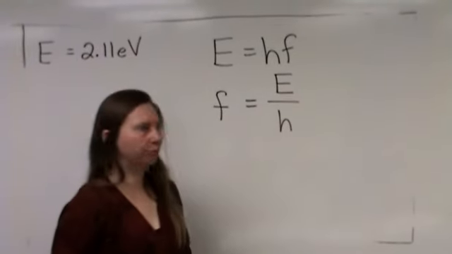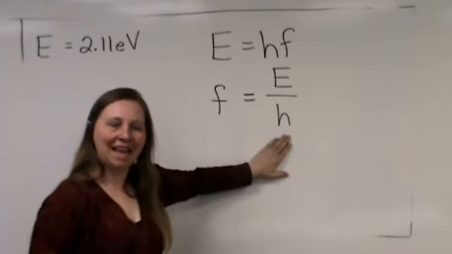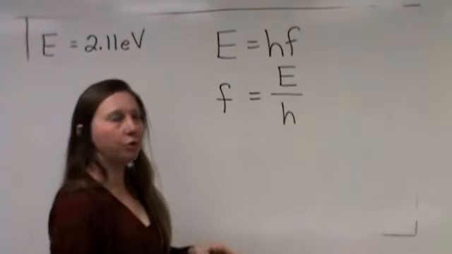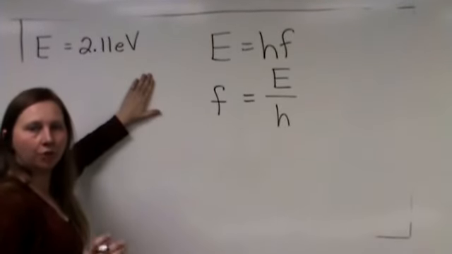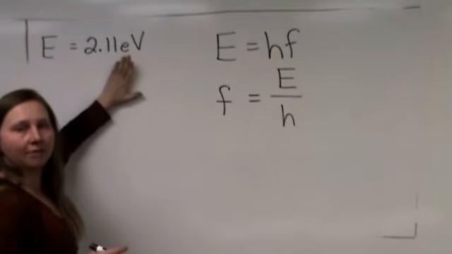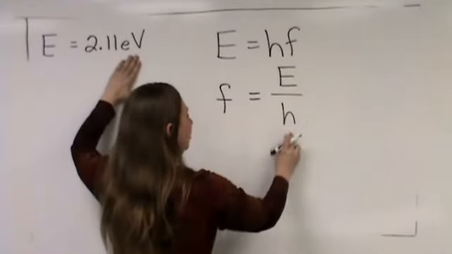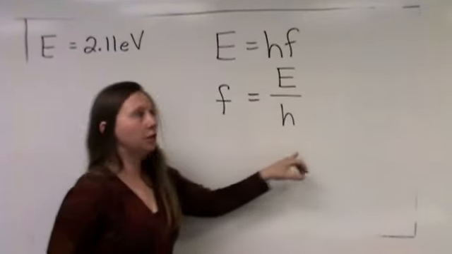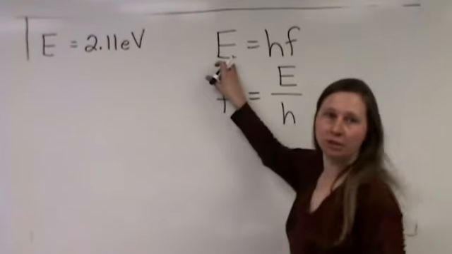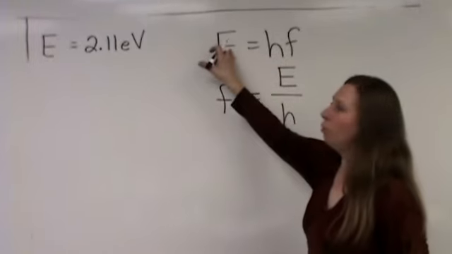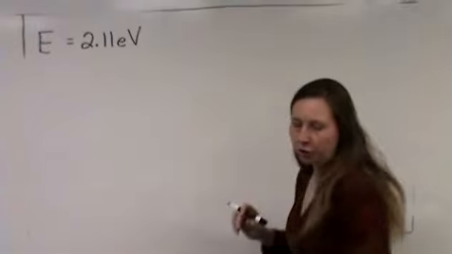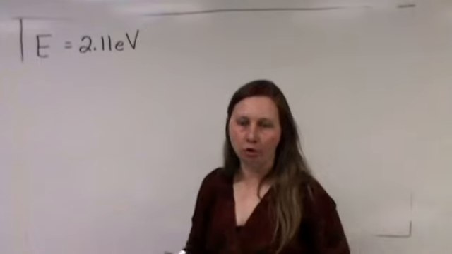But here's the problem. Your h, your Planck's constant, has the unit joule seconds. So you cannot use two different units for energy in the same equation at the same time. You have electron volts up here, and you have joules down here. So let's convert the electron volts to joules, then we can plug into this equation. Remember, this equation, joules in, joules out. All right? So, let me show you how to convert electron volts to joules.